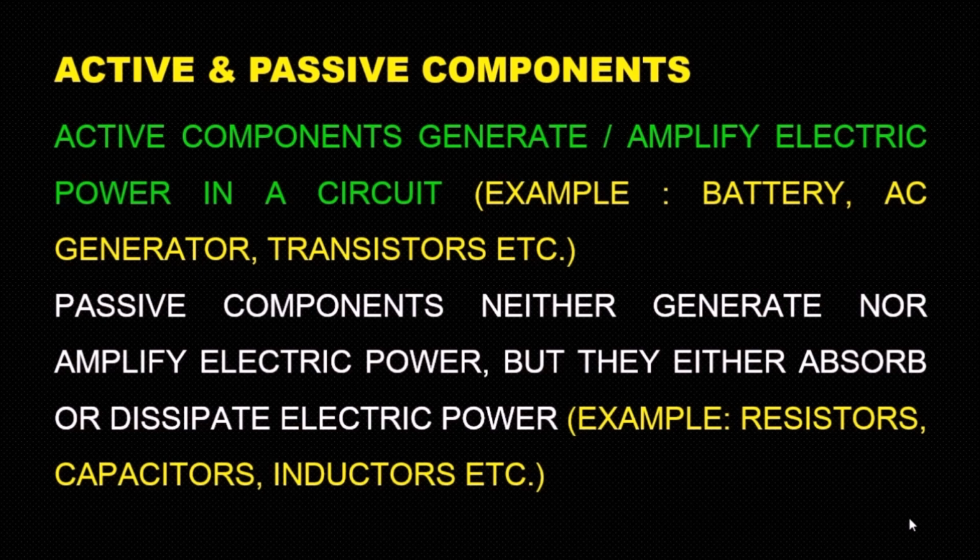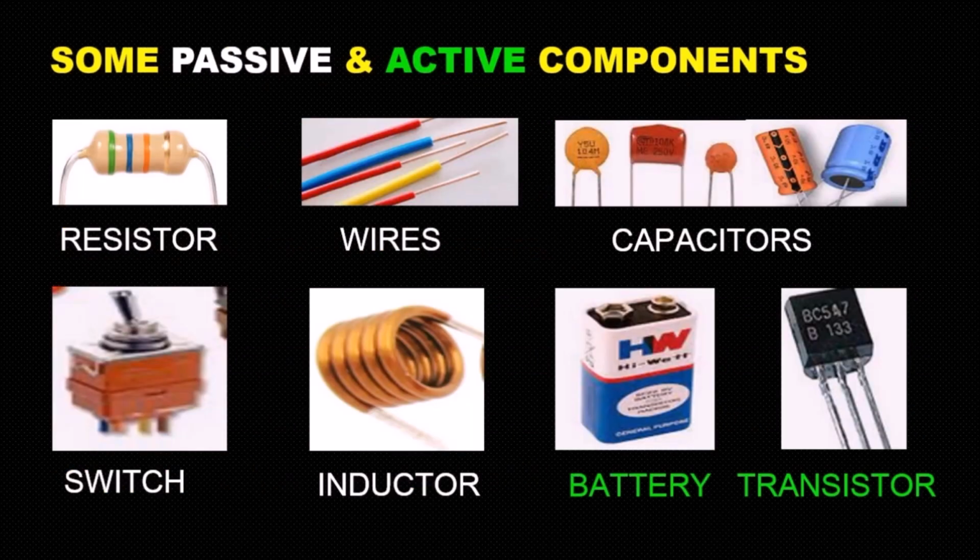Active components generate or amplify electric power in a circuit. Battery, AC generator and transistors, etc. are examples of active components. Passive components neither generate nor amplify electric power, but they either absorb or dissipate electric power in a circuit. Resistors, capacitors, and inductors are examples of passive components. These are some of the passive and active components used very often in electric circuits.